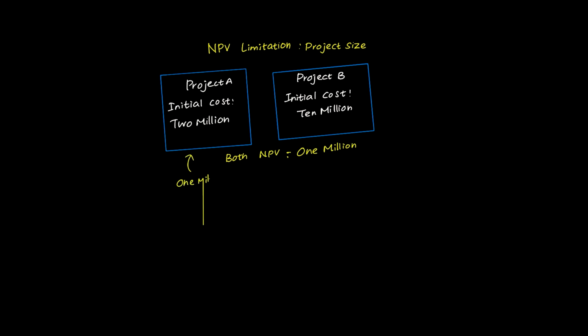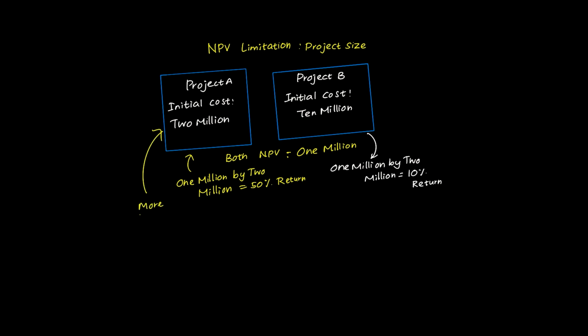But here's the problem. Project A created $1 million of value from a $2 million investment. That's a 50% return on investment. Project B created $1 million of value from a $10 million investment. That's only a 10% return on investment. Clearly, Project A uses capital more efficiently. But net present value doesn't reveal this because it provides absolute dollar amounts rather than returns per dollar invested.